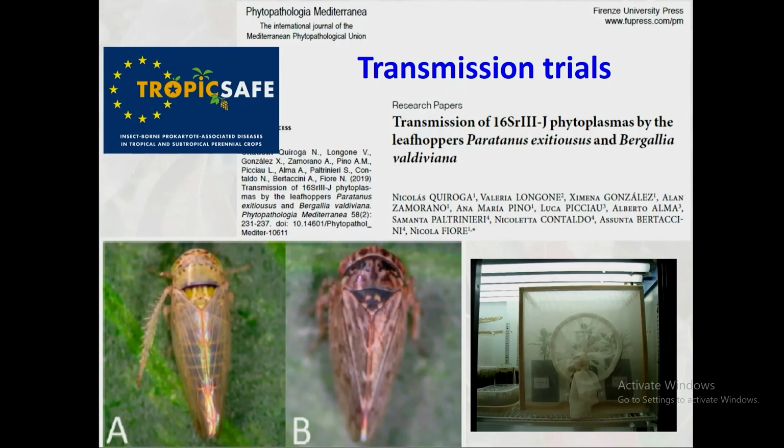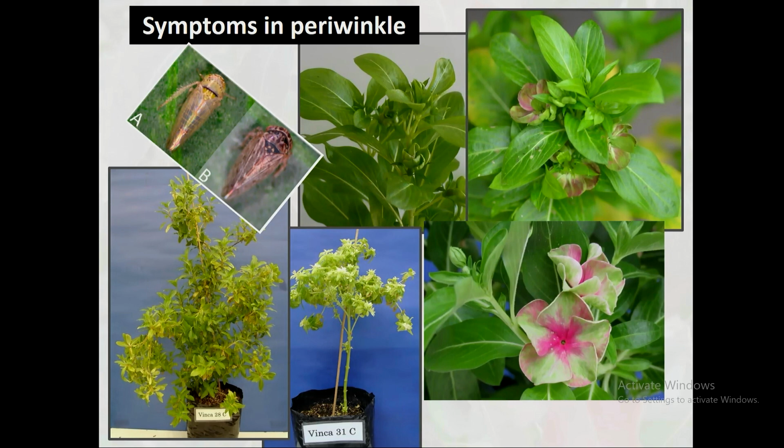Then, thanks to the Tropic Safe project led by Assunta, we carried out the transmission trials. During our research we found another widespread leafhopper, Bergallia valdiviana, besides Paratanus exitiosus. We performed the transmission trials in periwinkle and in grapevine plants. And these are the results on periwinkle.